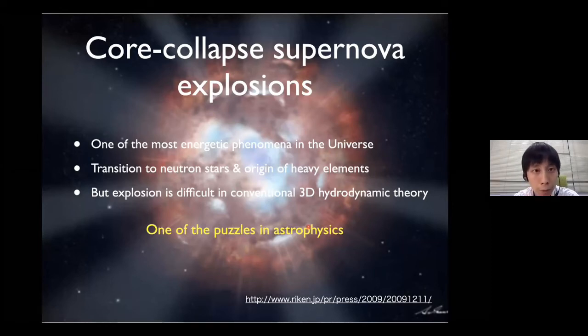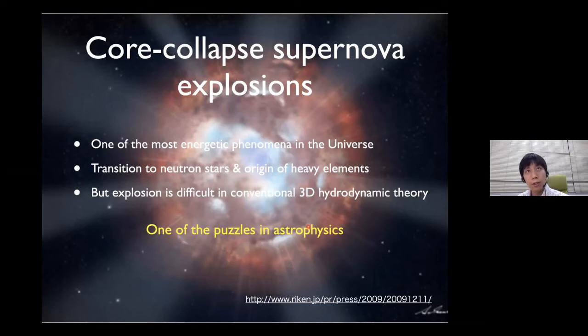However, the mechanism of this core-collapse supernova explosion has not been fully understood so far. When the massive star collapses, most of the gravitational binding energy released is carried away by neutrinos. But neutrinos are only weakly interacting, and so it is very non-trivial how neutrinos can transfer sufficient energy to ordinary matter such that a supernova explosion occurs. Therefore, it is very important to treat neutrino transport appropriately to reproduce the supernova explosion.